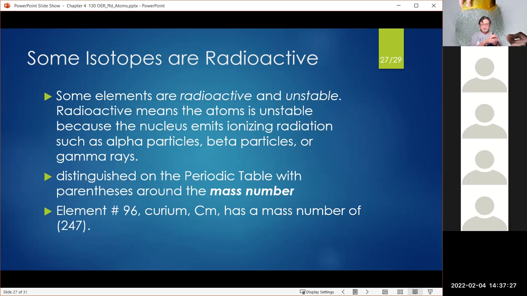Curium, Cm, that's an interesting element. It's named after Madame Curie. I find her to be an extremely fascinating woman. Just curious, a little side note, anybody know where Madame Curie was originally from? A lot of people mistakenly say France, but that's not correct. Yeah, okay. Madame Curie was originally from Poland.